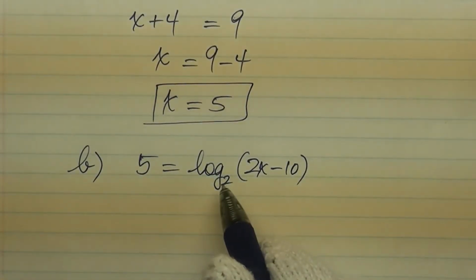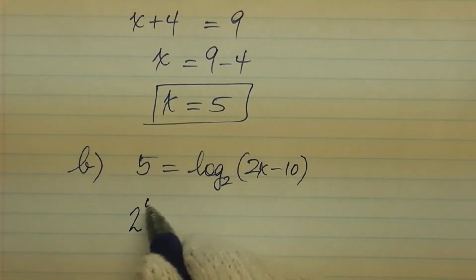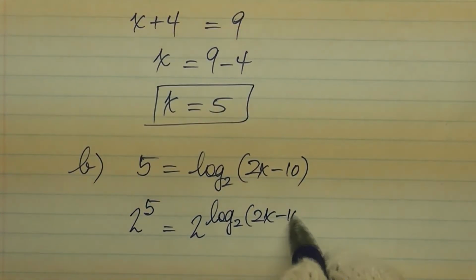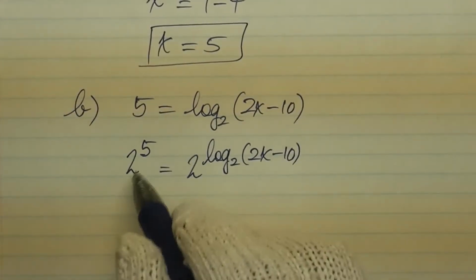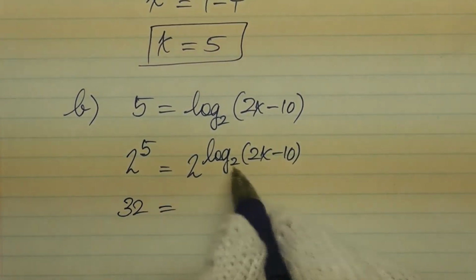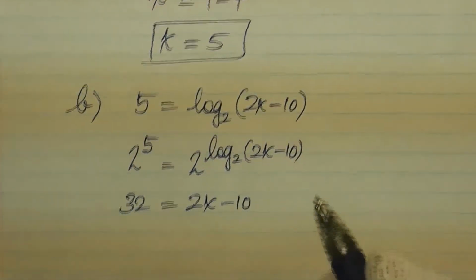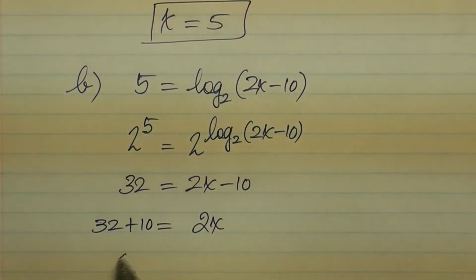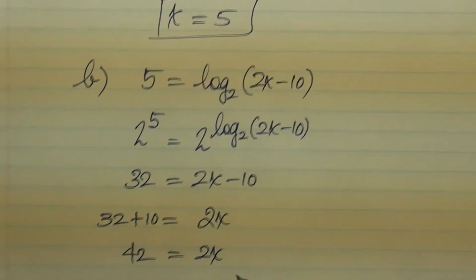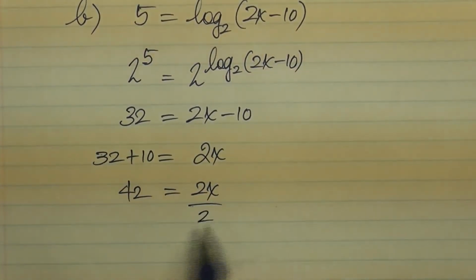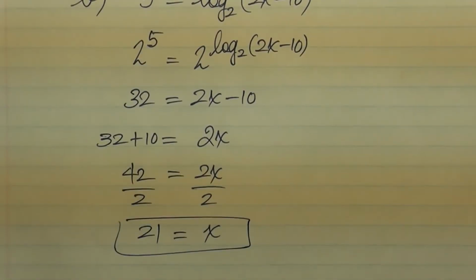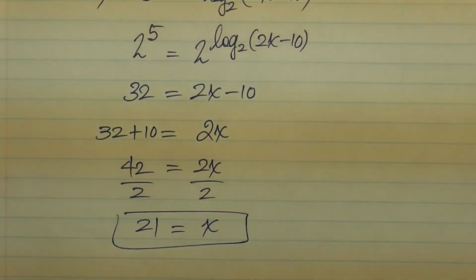So I'm going to raise both sides to base 2. This is going to give me 32, and on this side I've got 2x minus 10. So 2x is equal to 32 plus 10. To find x, I'm going to divide both sides by 2. Which tells me that x is 21.